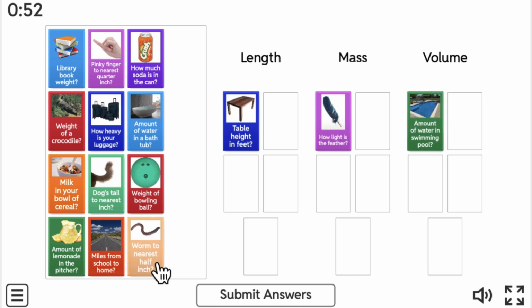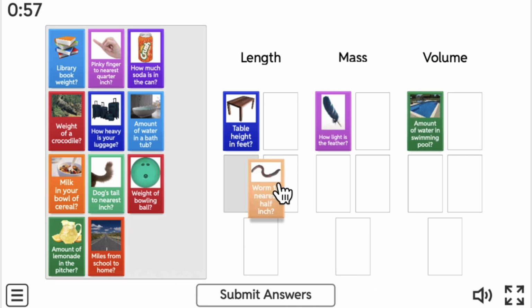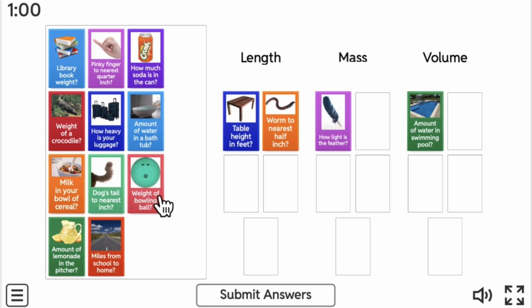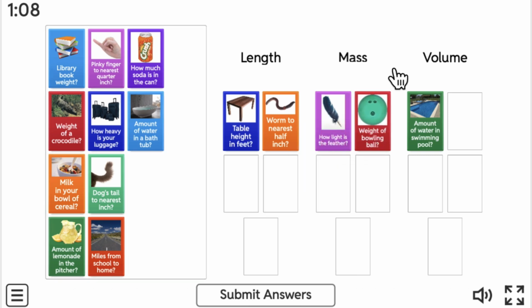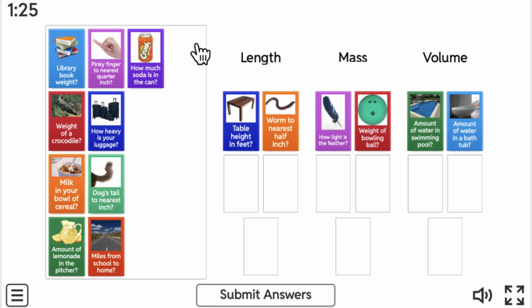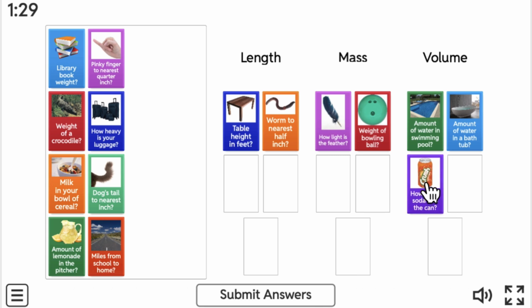Warm to the nearest half inch, we're measuring the length. The weight of a bowling ball, here we're measuring the mass. You will always see that we use the word weight in our daily life to talk about the mass. The amount of water in a bathtub, that's the volume. How much soda is in this can? This is also volume. Mostly, it will be around 250 to 330 milliliters.